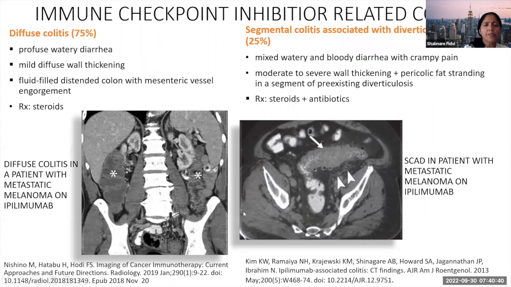And these are examples from the literature. This is a patient with diffuse colitis who had metastatic melanoma and was on ipilimumab. And this is a patient with metastatic melanoma, also on ipilimumab, who developed SCAD.